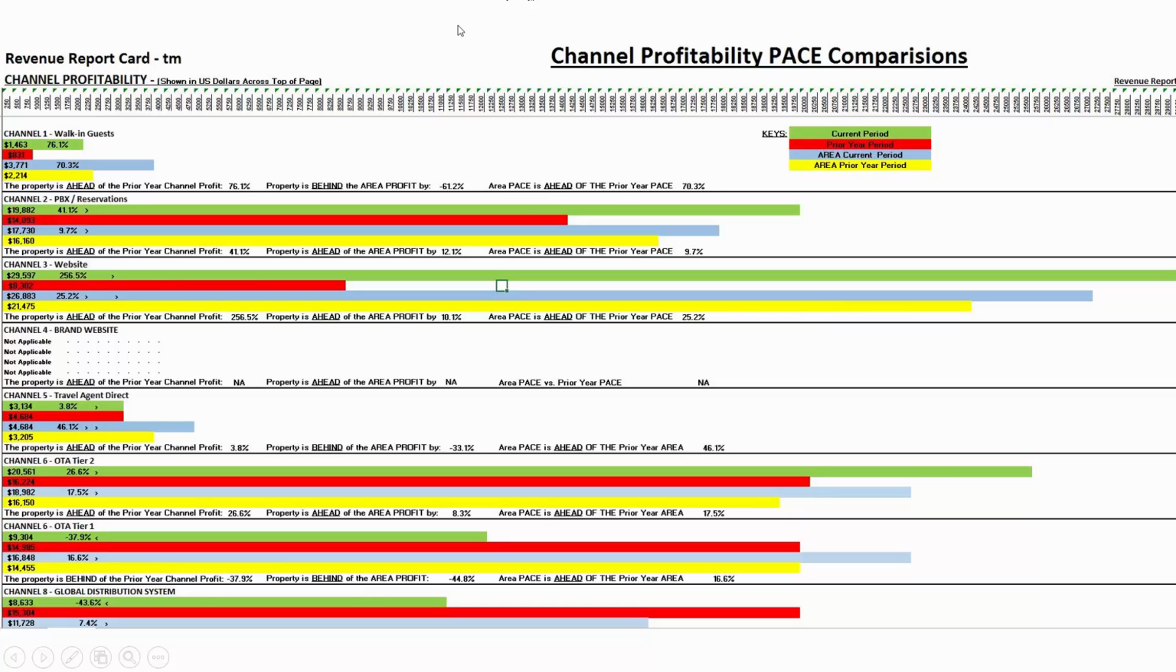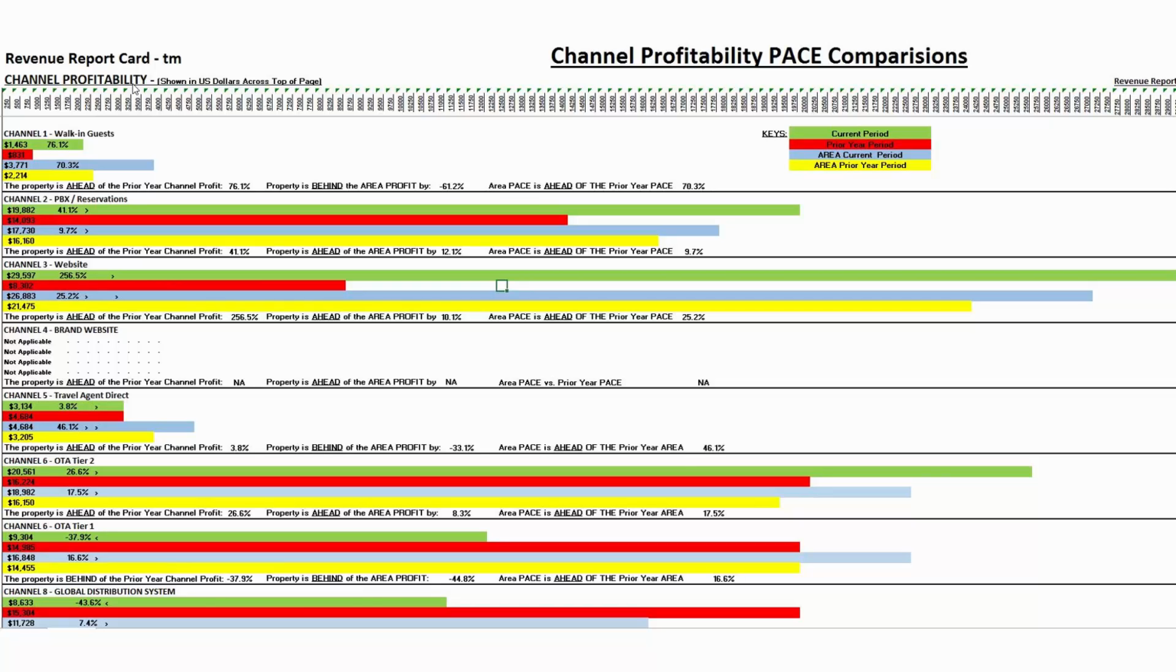Here, the last report that we supply is more of a visual. The key here is that this is a channel profitability report, unlike what we as hoteliers have become accustomed to in looking at gross reservation revenues. When we look at a pace report and we put all channels on a level playing field, it's really not showing us the profitability or how valuable those channels are.